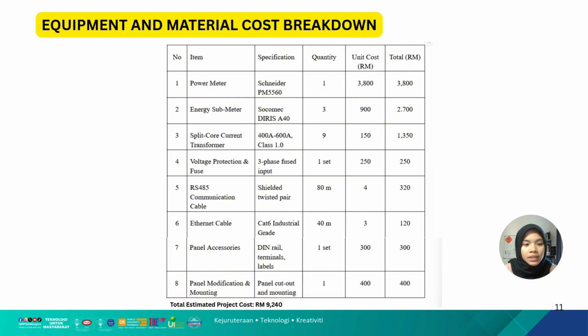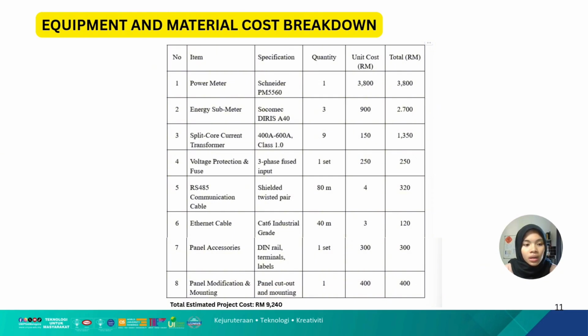The specification for this item is Cat-6 industrial grade. The quantity is 40 meters, and the unit cost is 3 ringgit Malaysia, and the total for this item is 120 ringgit Malaysia. Next is panel accessories. The specification is DIN rail, terminals, and labels. We only need 1 set, which unit cost is 300 ringgit Malaysia, so the total for the item is only 300 ringgit Malaysia.